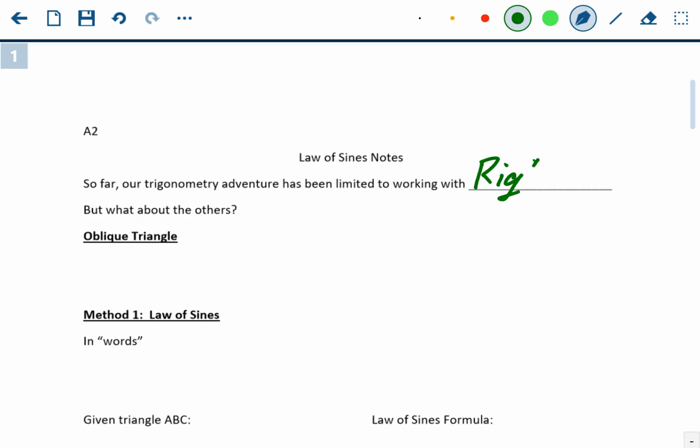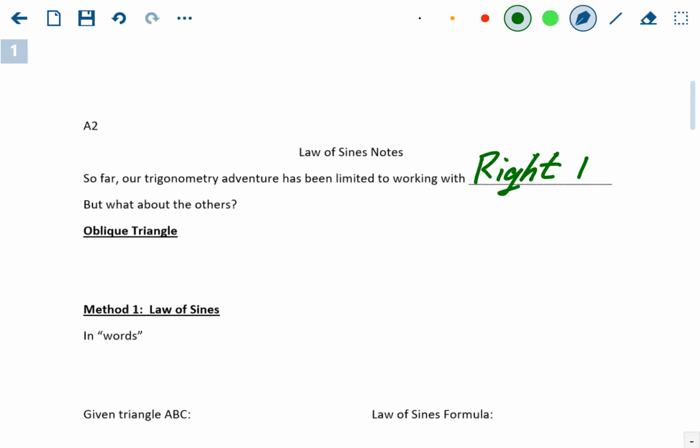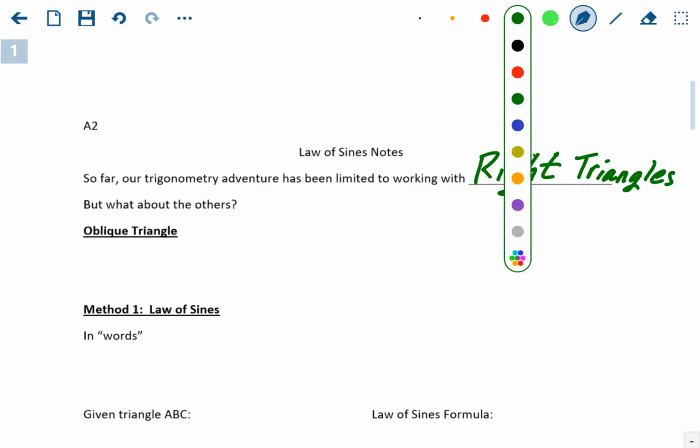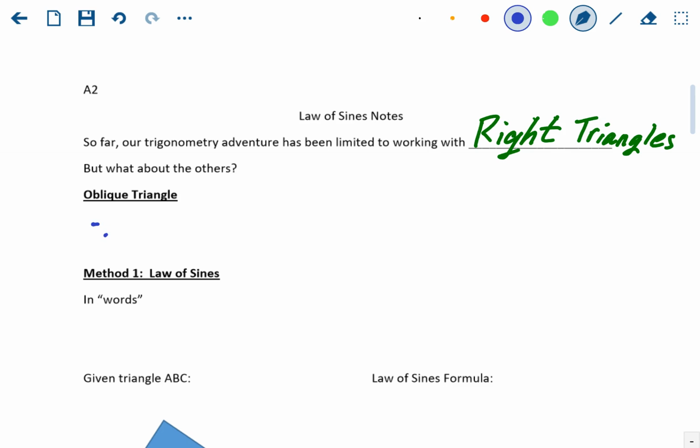Okay, law of sines notes. So far in trig, all we've been doing is working with right triangles. Okay, but what about other types of triangles? Not every triangle is a right triangle. The other type of triangle is called an oblique triangle.